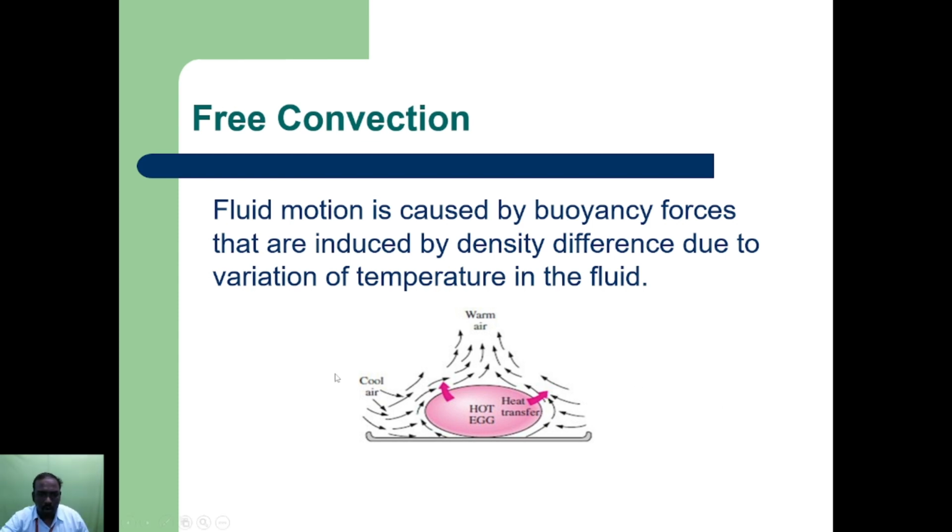Like here, cold water is there and warm water is there. We are boiling an egg with heat, and the circulation starts in the water. The energy transfers to the egg as well as the water. Warm water has less density, so it moves upward, and cold water comes downward. Because of this circulation, energy transfer takes place in free convection mode.